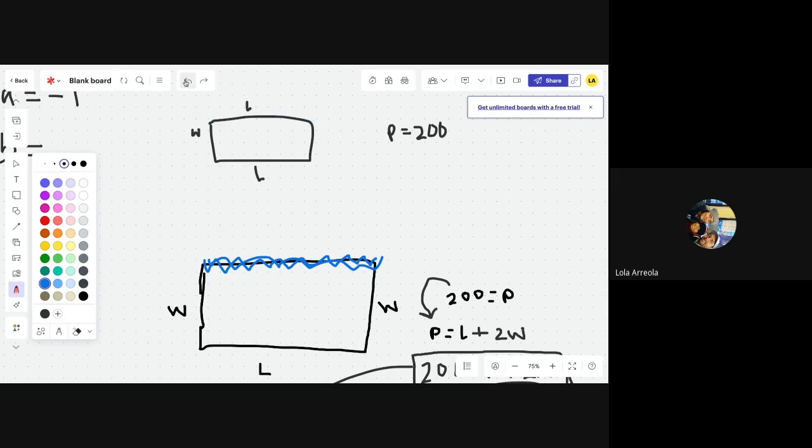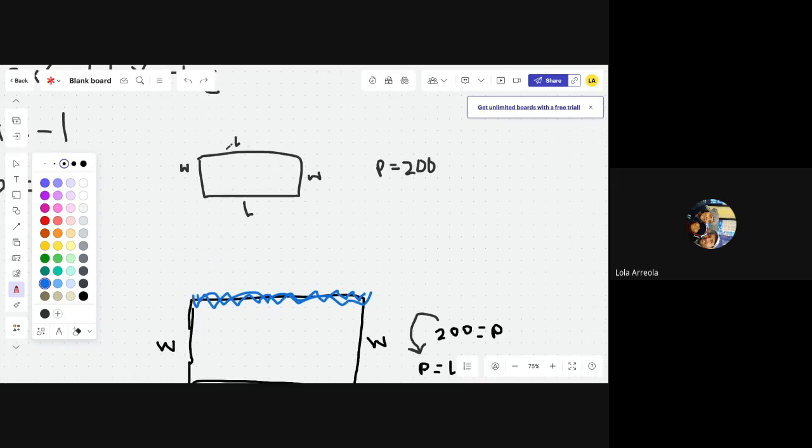Now, we have to be careful. That's for the sake of this problem. Let's say I just wanted to enclose a basketball court. Okay, is there any water involved here? No. If I was to enclose a basketball court, then I would need all sides to have fencing.